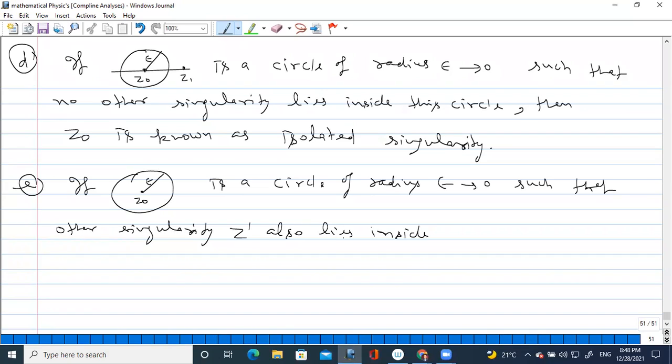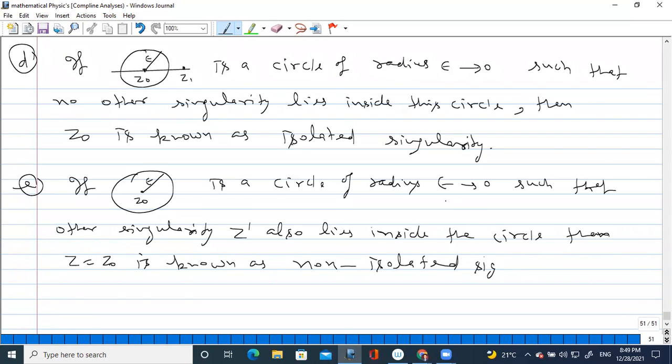Okay, if another singularity also lies inside the circle around Z0, then Z equals Z0 is known as a non-isolated singularity. So these names you sometimes have to recognize. Conditions will be given, and if they match these, you have to name them accordingly.